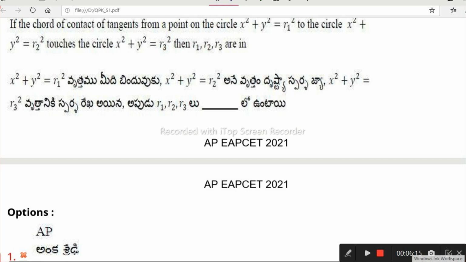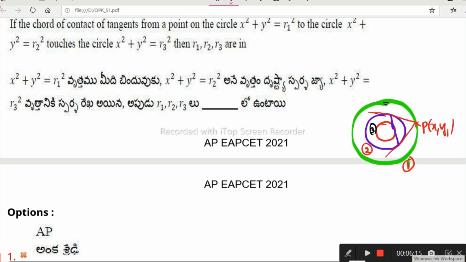It is also given that the chord of contact with respect to circle 2 is tangent to circle 3. Let's see how I use that. I will draw the figure first of all. Yes, we can understand this figure according to the given data.